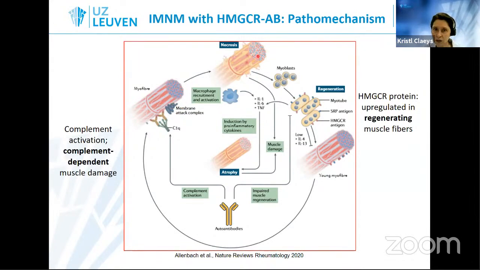So there will be a necrosis of the muscle fiber, and from the myoblasts the regeneration will be done. And on the regenerating muscle fibers, the HMGCR antigen is expressed at the surface. Normally, HMGCR is only present at the endoplasmic reticulum inside of the muscle fiber, but in regenerating fibers, we find it on the membranes. That's also the explanation why this process is continuing, why the process is not stopped just by stopping the statin, because you really introduce here an inflammatory process that is not stopped just by stopping the medication.